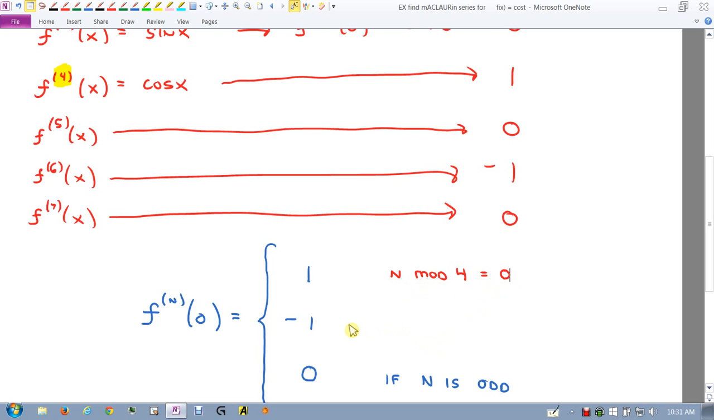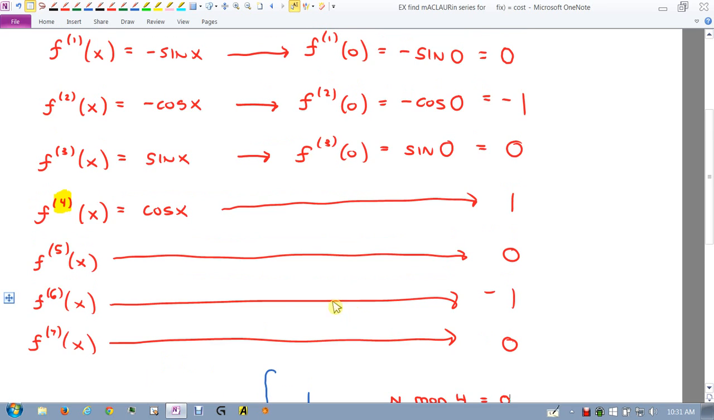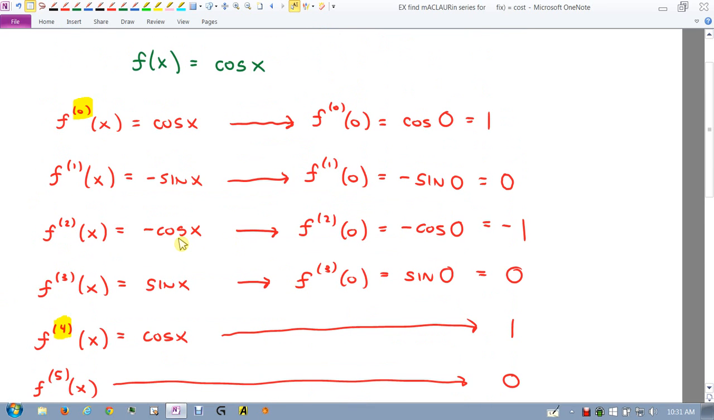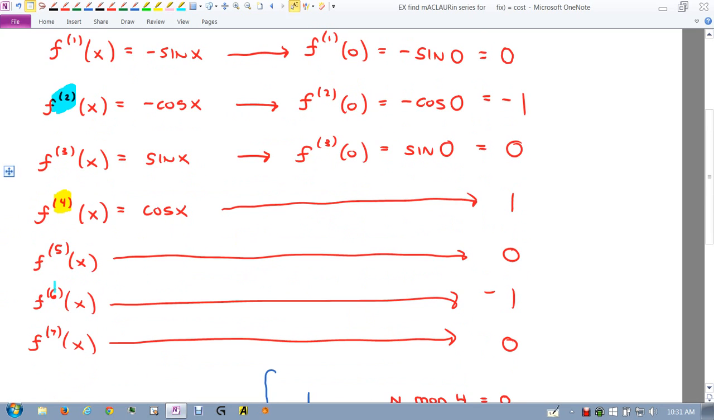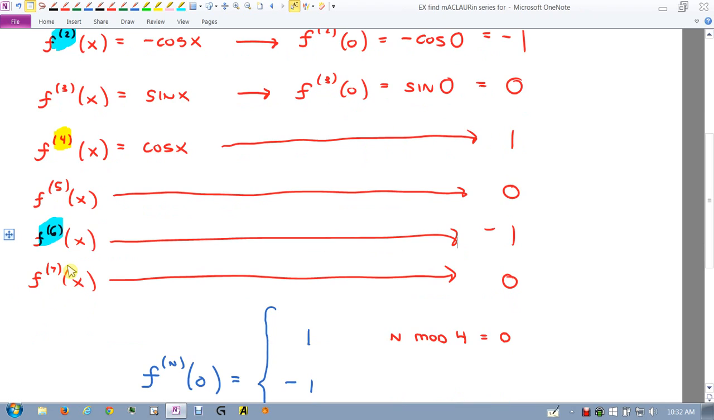Now, what about this -1? Where are you getting -1s? At what, 2, 6? What would the next one be?